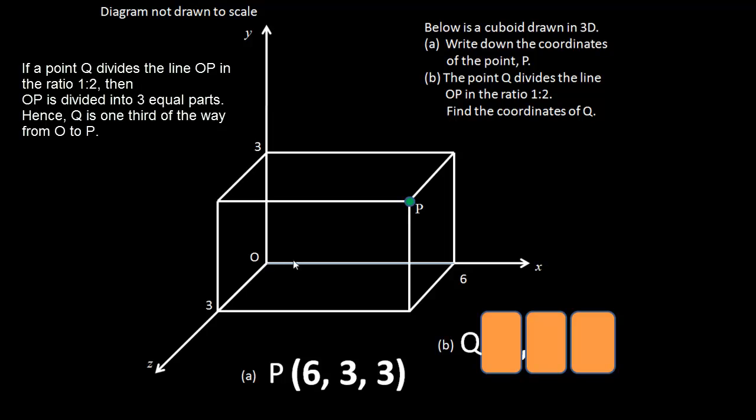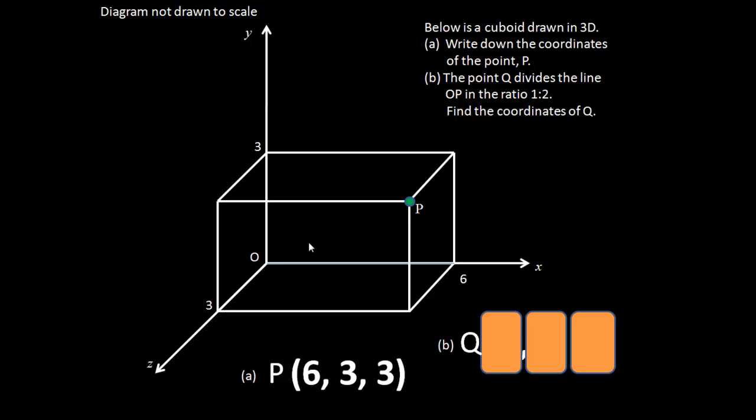So becoming a third of the way along here, well, a third of 6 is 2. So the x value would be 2. What's a third of 3? Well, it's 1. And what's a third of 3 in the z direction? It's 1. So we're going 2 this way, 1 parallel to the y-axis, and 1 parallel to the z-axis. Does that make sense? As I said, this could prove challenging for some. So let's have a look at it in action. 2, 1, 1.